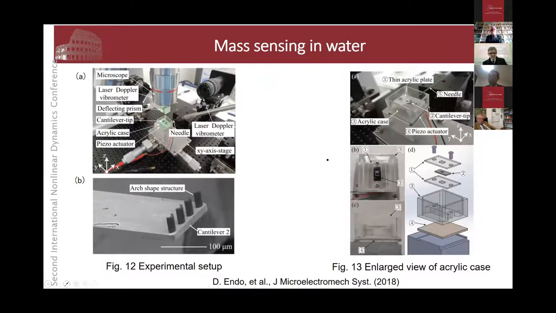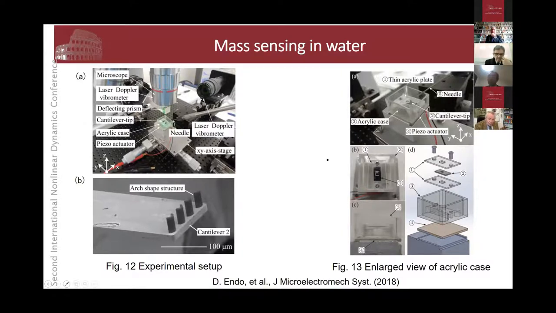Figure A is a picture of the mass sensing system. This figure is an enlarged view of the acrylic case. Because it is difficult to fix the micro beads on the tip of the cantilever in the previous experiment, because it is in the water, now we measure the masses of the arch-shaped structures as shown in figure B.